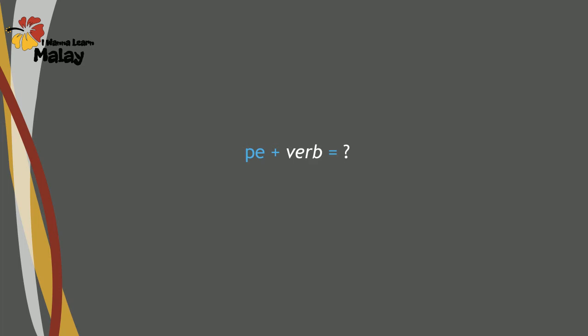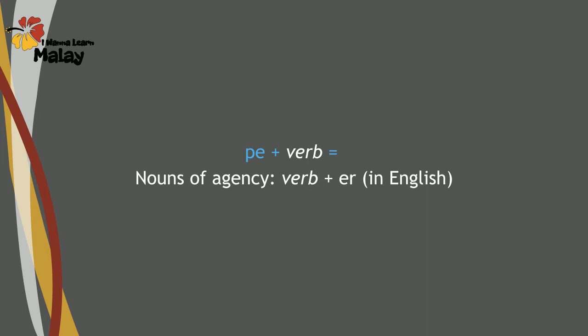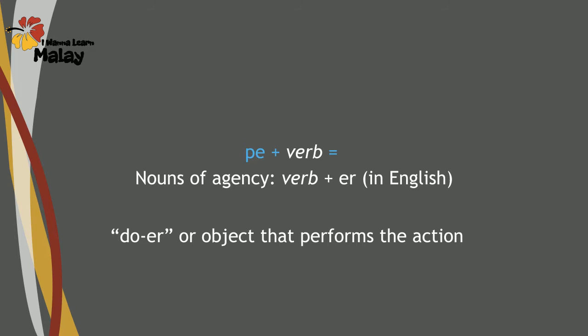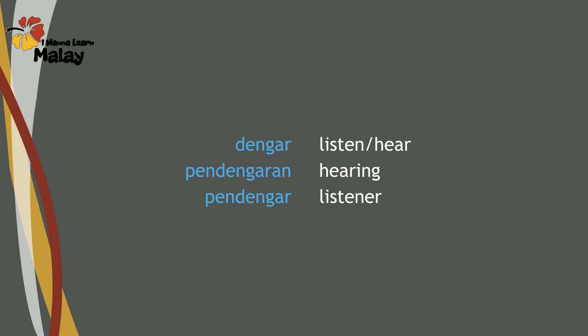So the simplest way to compare in English would be it's similar to adding a suffix er behind a verb in English. So this would produce a word that means the doer of the verb or the person making the action. For example, the word for listen or hear in Malay is dengar. Pendengaran would be hearing, as in our previous lesson. But if it's just pendengar, it would mean listener.